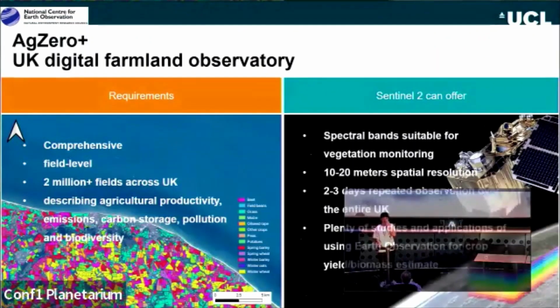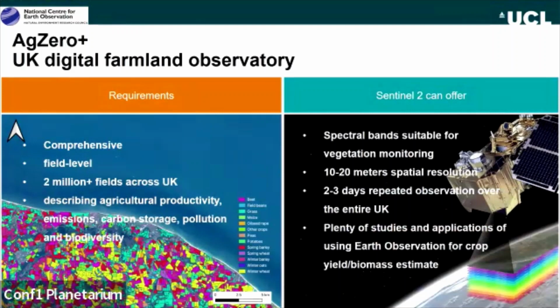The requirement for the digital farmland observatory is to provide comprehensive information describing agriculture productivity and emissions and other things for all the farmland over the entire UK. What Sentinel-2 can offer us is spectral bands covering visible to shortwave infrared that's suitable for vegetation monitoring, and also 10 to 20 meter spatial resolution, which allows us to do field level analysis. And it has 2 or 3 days repeated coverage over the entire UK.